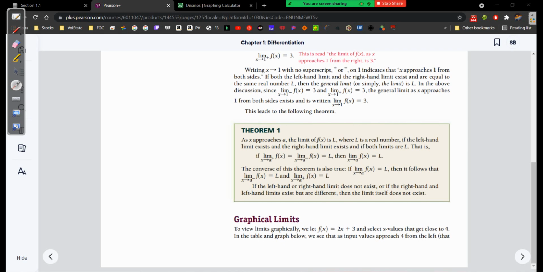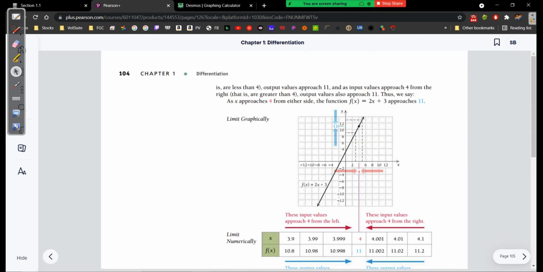So we're going to have f of x equal to 2x plus 3, and we're going to select x values that get close to 4. In the table and graph below, we see that as input values approach 4 from the left, that is, are less than 4, the output value approaches 11. And as input values approach 4 from the right, that is, are greater than 4, again, approaching from the right with the plus sign, the output values also approach 11. Thus, we say as x approaches 4 from either side, the function f of x equal to 2x plus 3 approaches 11. All right, so that was a lot to unpack.